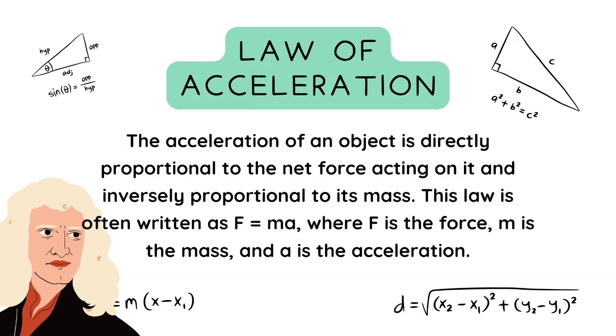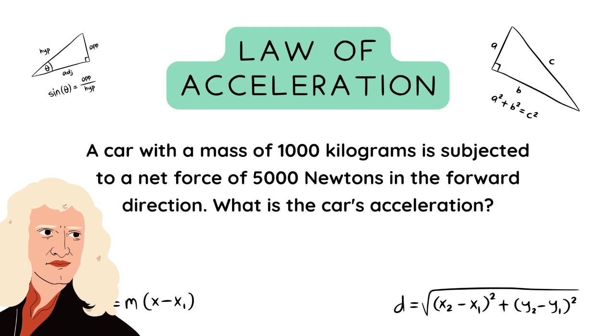The second law is the law of acceleration. The acceleration of an object is directly proportional to the net force acting on it and inversely proportional to its mass. This law is often written as F equals ma, where F is the force, m is the mass, and a is the acceleration. So a problem here: a car with a mass of 1000 kilograms is subjected to a net force of 5000 newtons in the forward direction. What is the car's acceleration?